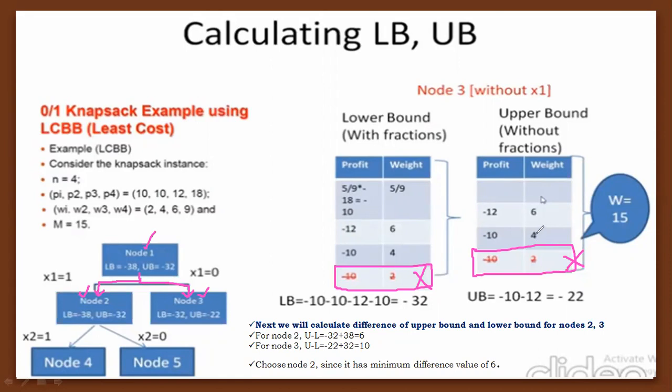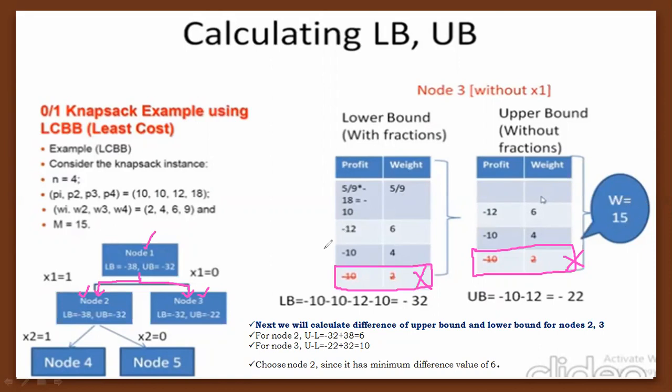So when I place the second item and third item, the total weight is 10. If I place the fourth item also, the fourth item is 9. It would exceed the capacity of the knapsack. That's why the fourth item is not selected here. But here 5 by 9 is the fraction value. When I break the fourth item into 5 by 9, the knapsack capacity cannot be exceeded here. It cannot exceed the weight of the knapsack.